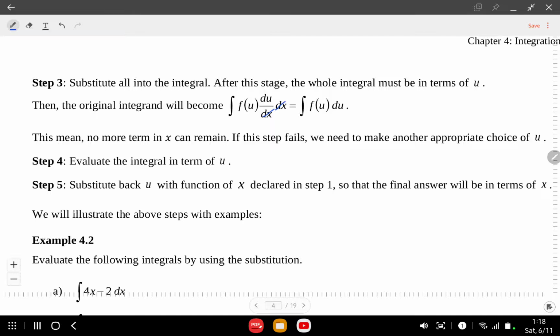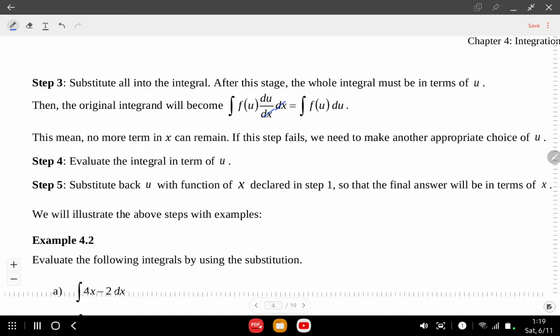Okay, and then if you have integrated your function, you need to substitute back all the terms u into terms of x. Okay, so u tu tukar kepada x semula. So that's how we carry out the method of integration by substitution.